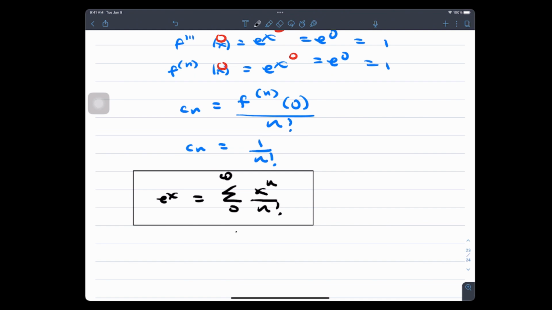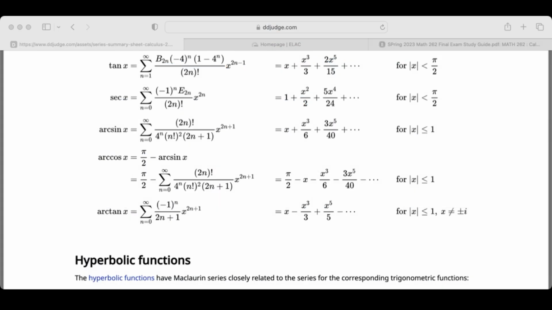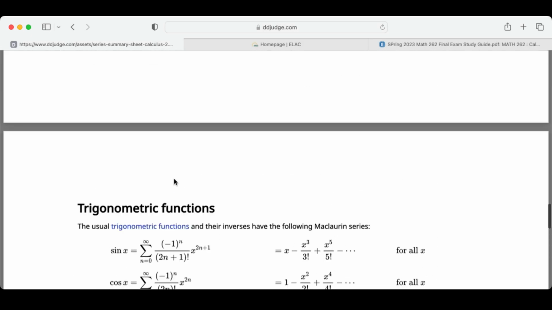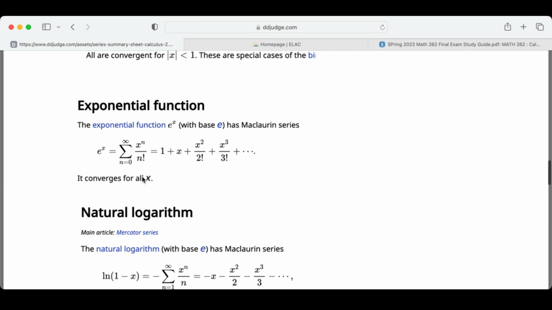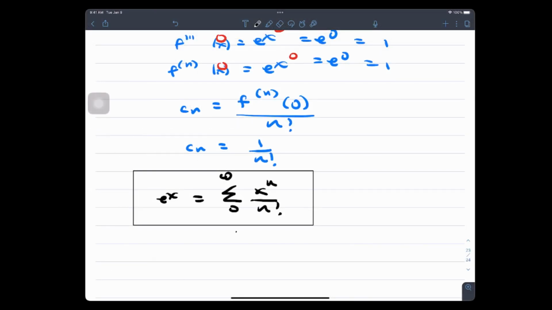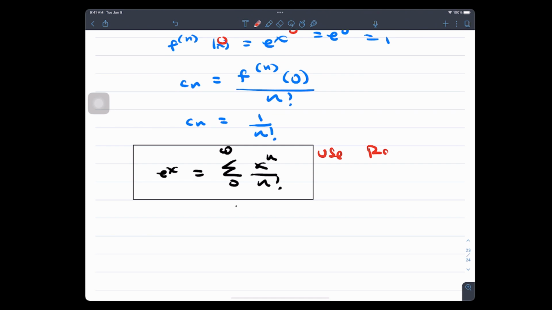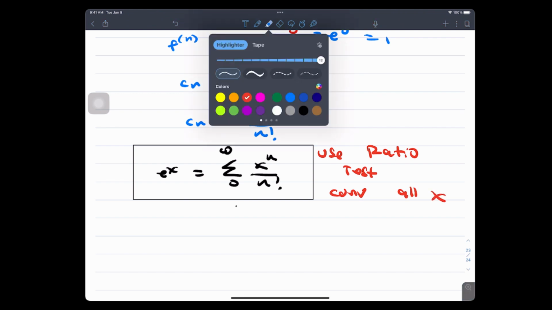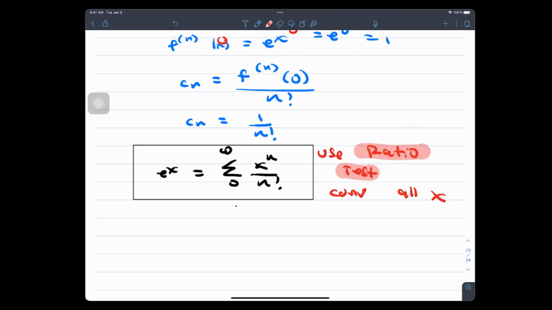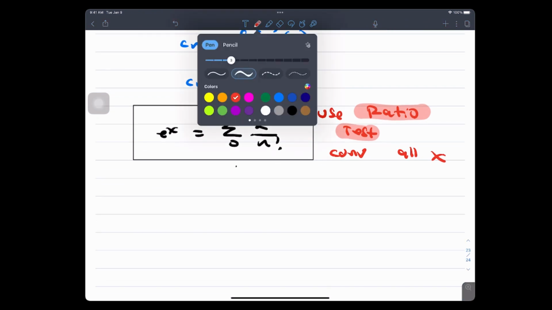Now, you might ask, why in that summary sheet you're going to let us use, do they say for all x? They're saying this converges for every x value. This is the exponential. It converges for every x value. Well, what you would do now, in case you wanted to, is simply use the ratio test, and you'll get convergence for all x. And you may not realize it, but I think we probably did this one. So here's your power series expansion for e to the x.